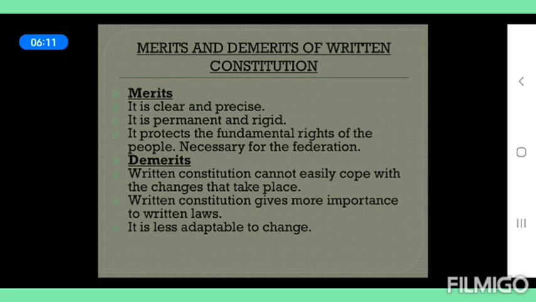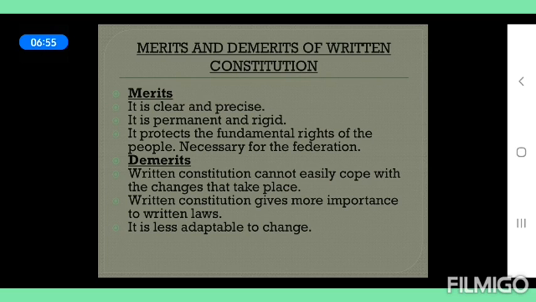Now let's discuss the demerits of written constitutions. So number one, it says that written constitutions cannot easily cope with the changes that take place. Okay, so that is number one, demerits of written constitutions. And it says that, students, if they have to make certain changes in the constitution, they have to go through various procedures. It has to be passed by both the houses. Okay, then it has to be ratified by the state governments with three-fourths. That means it takes time. So that means rigidity is there in a written constitution, and changes cannot be brought easily.